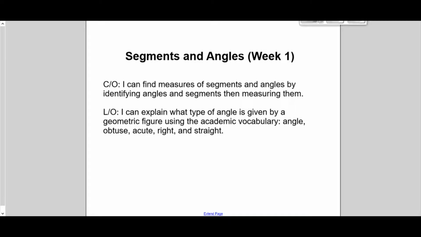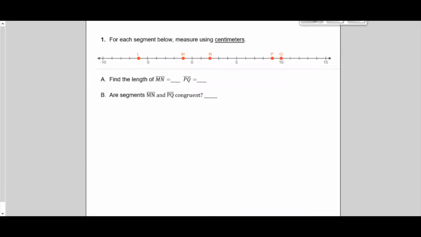So this lesson is about segments and angles. We'll learn about how to measure segments, and then we'll learn quite a bit about how to identify angles, how to name angles, and how to measure angles. So there's quite a bit with angles that we're going to work with. So start off measuring a segment.